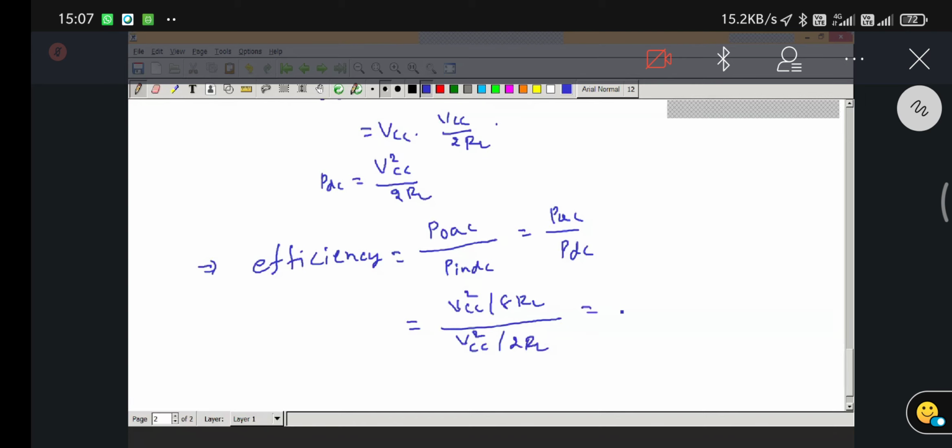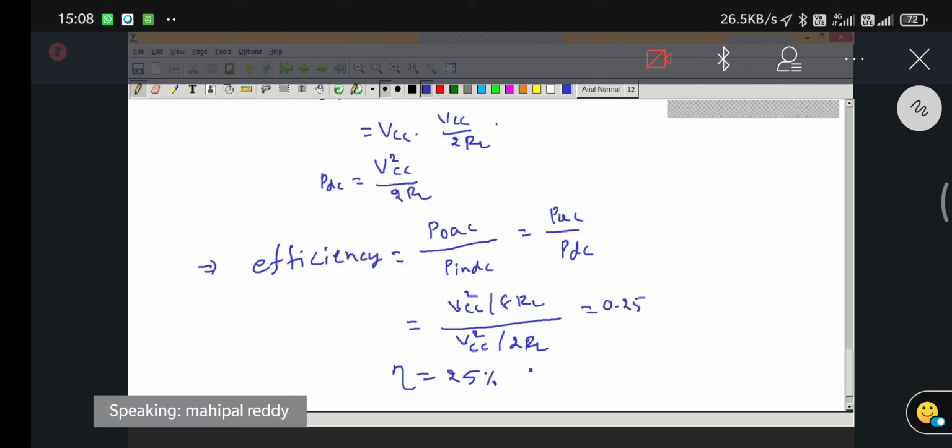And if you do this cancellations of VCC with RL, you're going to get the value as what? It's about 25%. We get 1 by 4, that is 0.25. That implies the efficiency is going to be what in terms of percentage? 0.25 into 100. So we're going to get 25% efficiency.